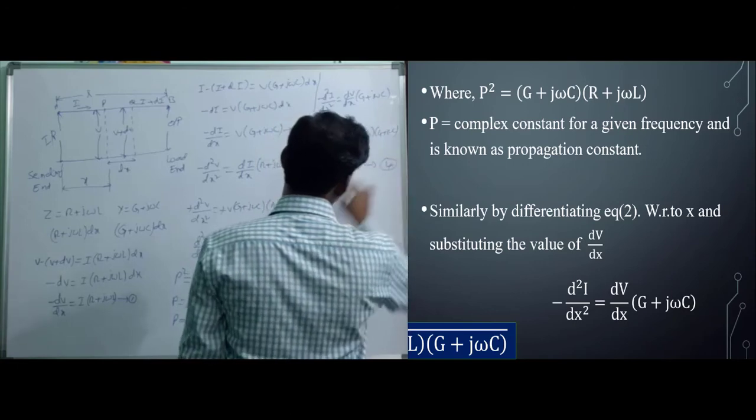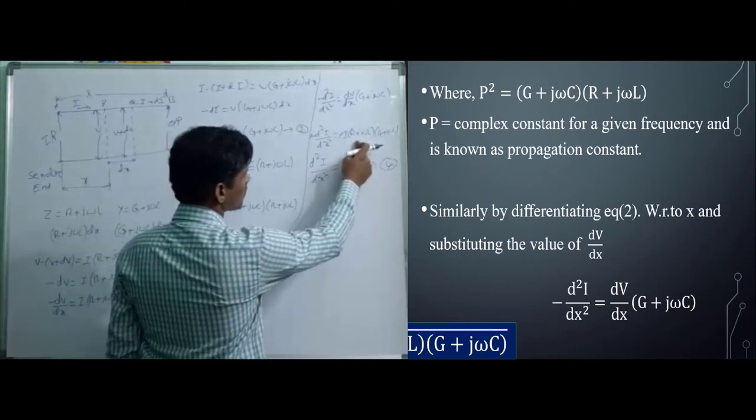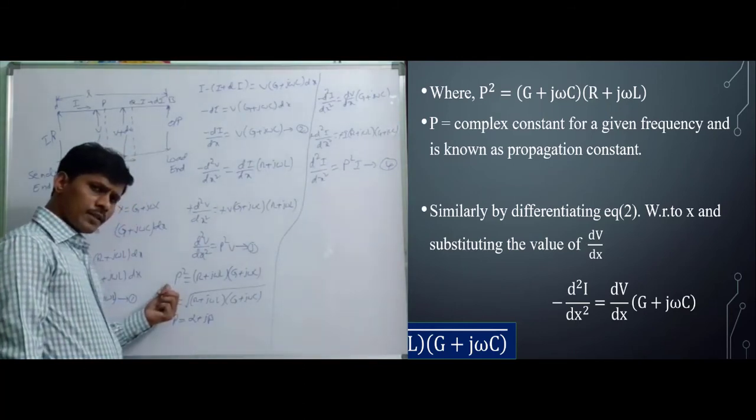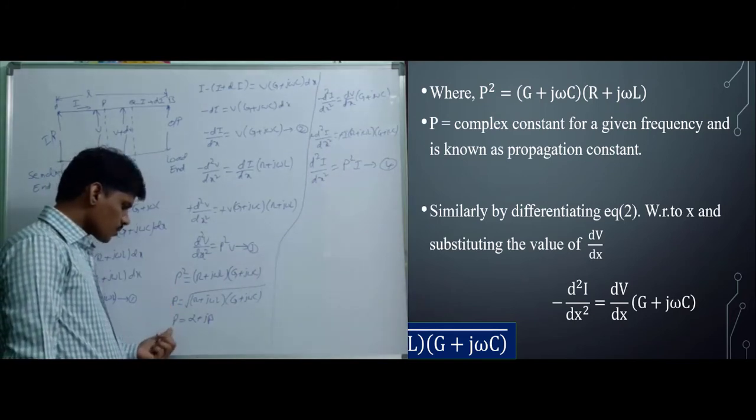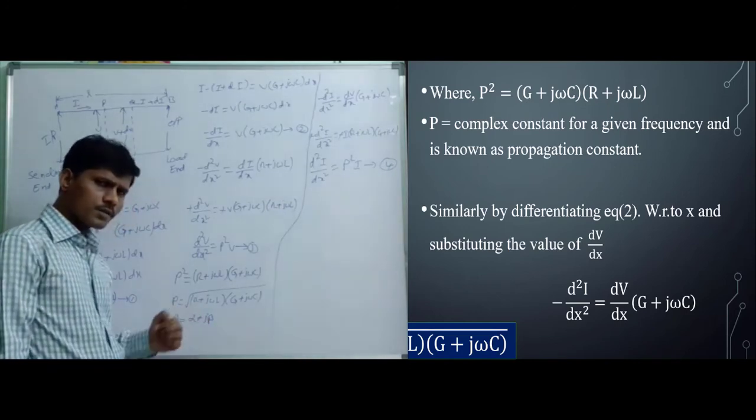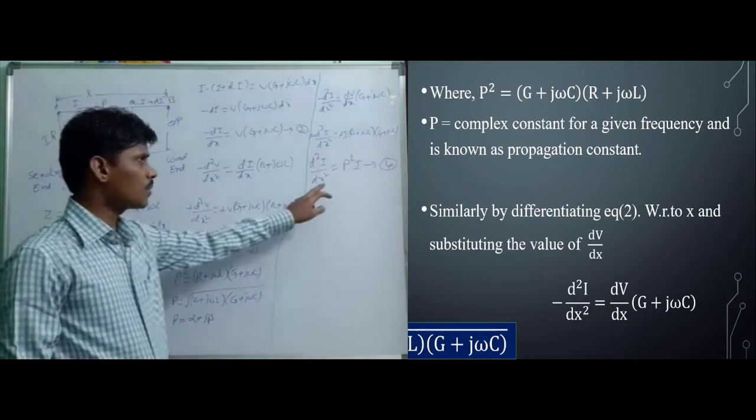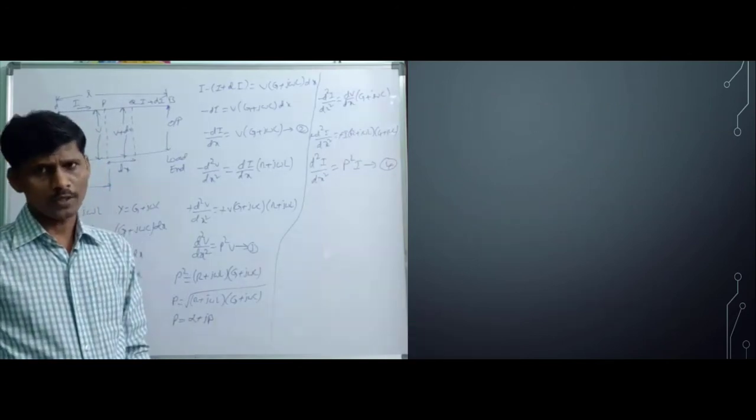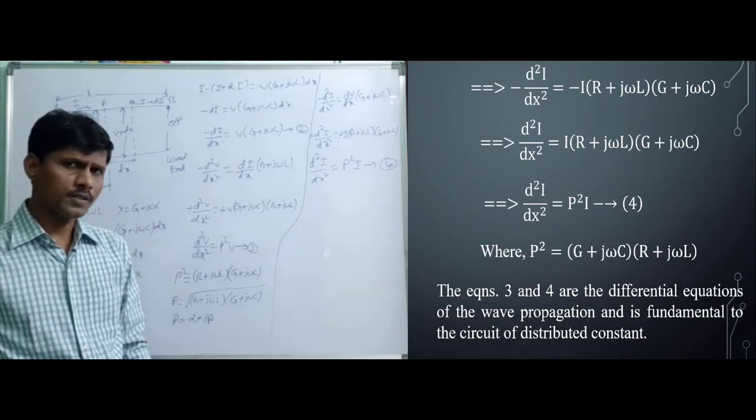This is considered as equation number 4, where P square is (R plus j omega L) into (G plus j omega C), where P is a complex quantity and is called the propagation constant. The complex quantity P is equal to alpha plus j beta, and P is equal to the square root of (R plus j omega L) into (G plus j omega C). Equation number 3 and equation number 4 are the standard second order linear differential equations.